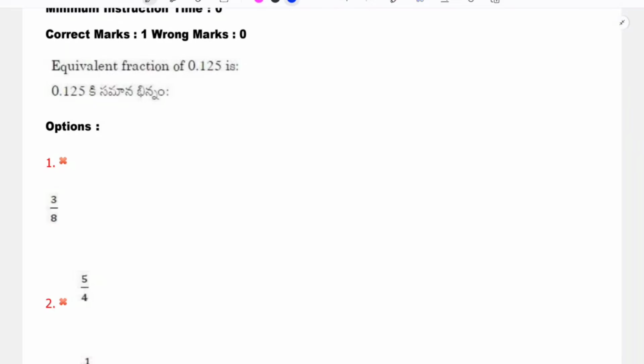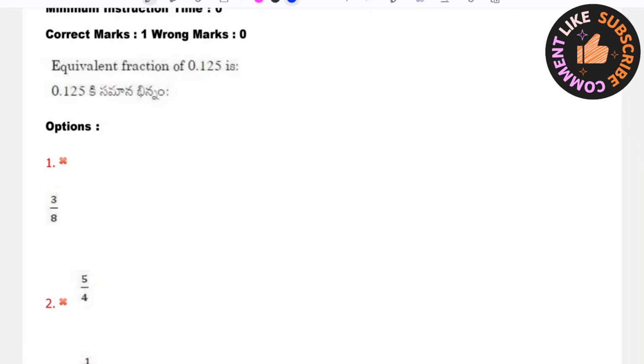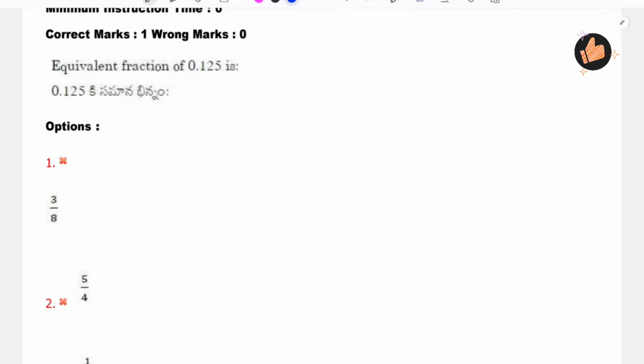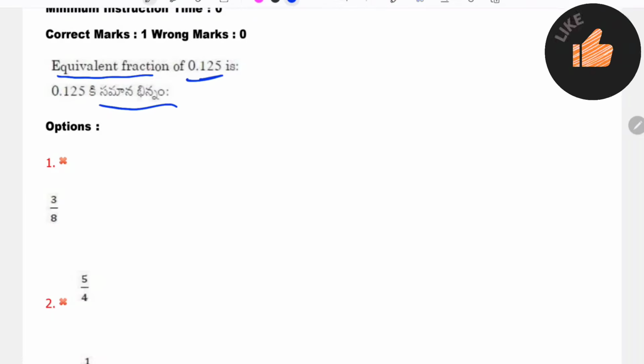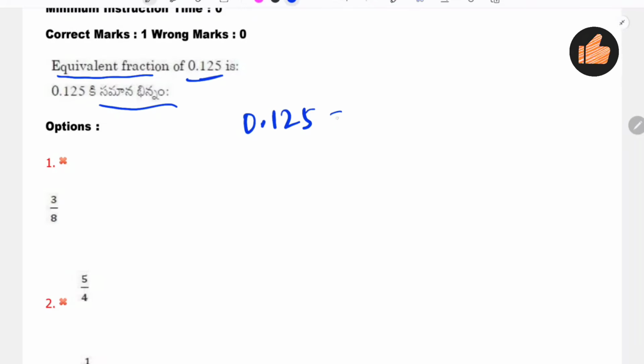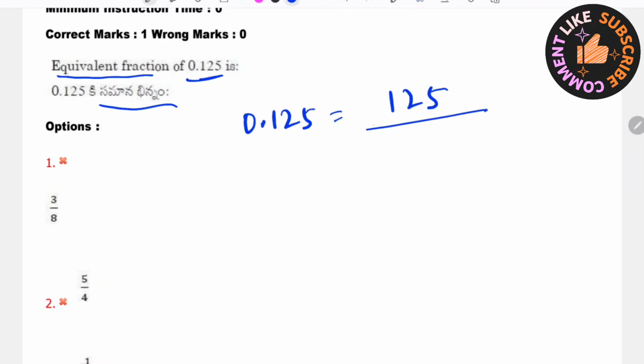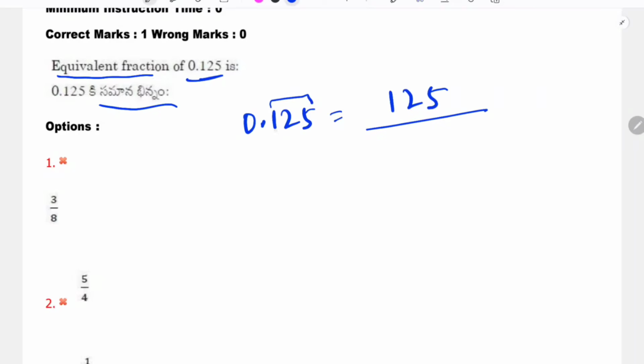Then now this is also maybe a basic 6th class question. Equivalent fraction of 0.125. What is the equivalent? This is the same as what? Okay, 0.125. So 0.125 can be written as 125, because there are 3 digits after the point. We are removing the point. So in the denominator, after 1 you have to write 3 zeros, because after removing this point you have 3 places. So write 3 zeros.